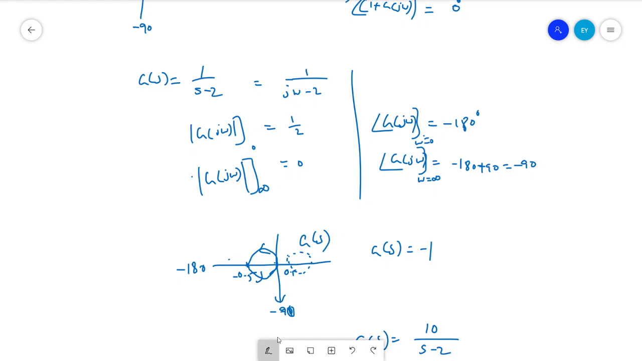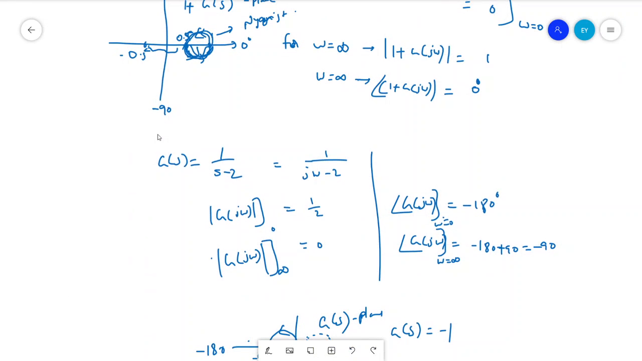It's the same problem. I am just changing the angle actually. I am changing the plane. This is the g of s plane. That is the 1 plus g of s plane, which I showed before. See, this is the 1 plus g of s plane. This is the g of s plane.